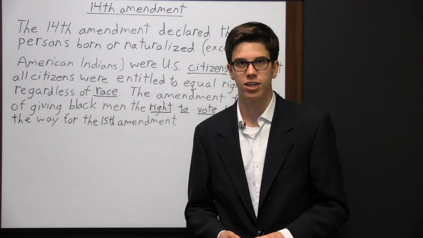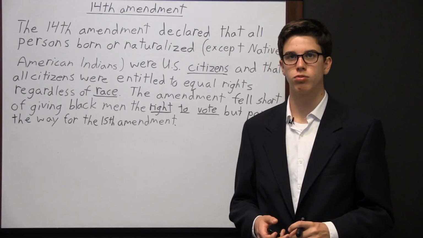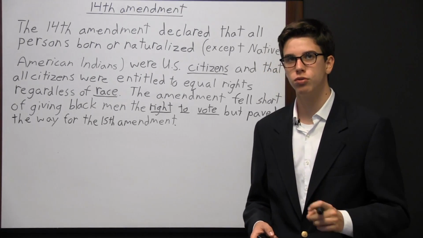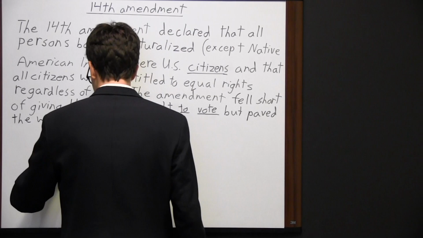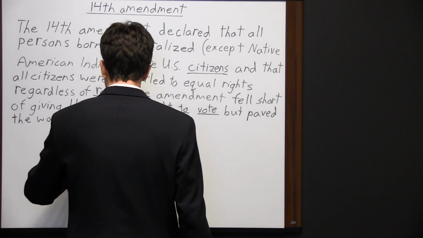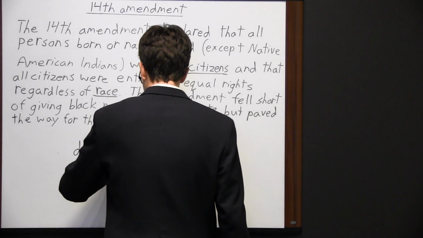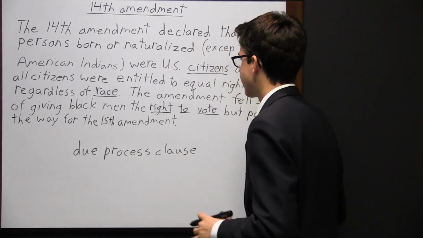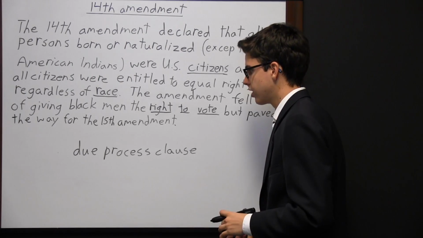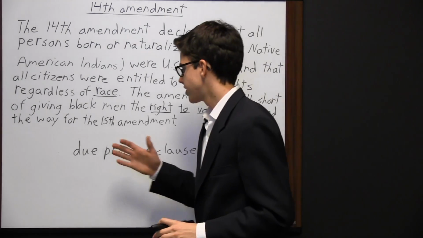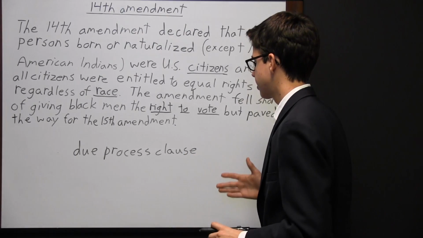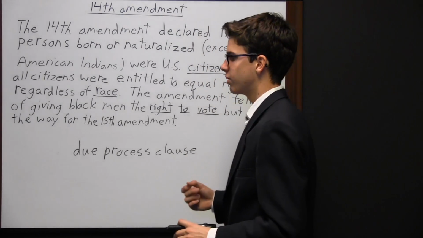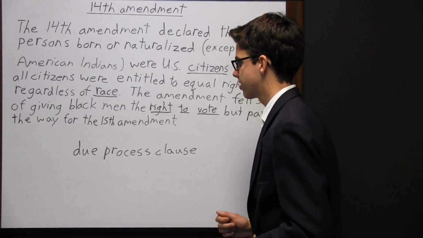Now, the major impact of the 14th Amendment was that human rights were granted at the state as well as the national level through the Due Process Clause. So I'm going to write that on the board because that's really important to remember, the Due Process Clause. So the 14th Amendment said that all people, all citizens, cannot be convicted of a crime unless they've been through the due process of law.